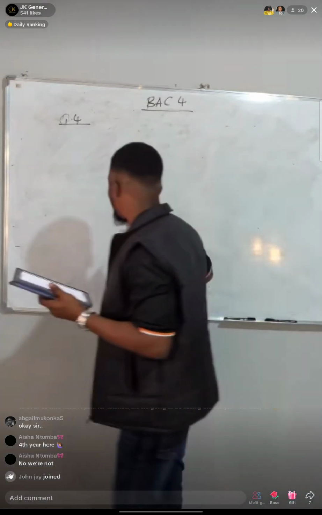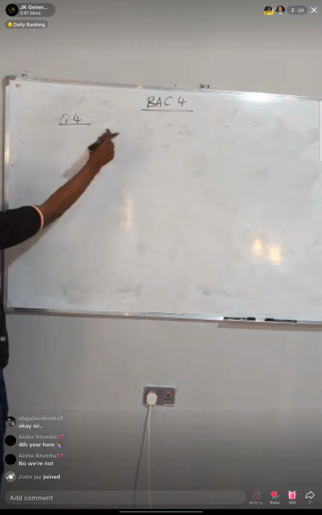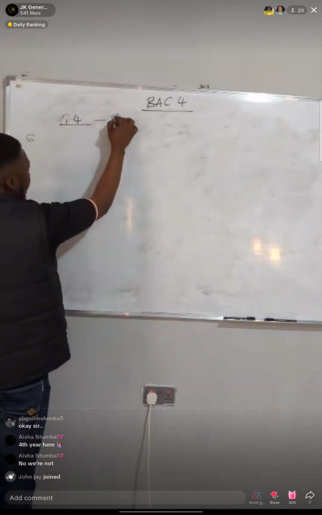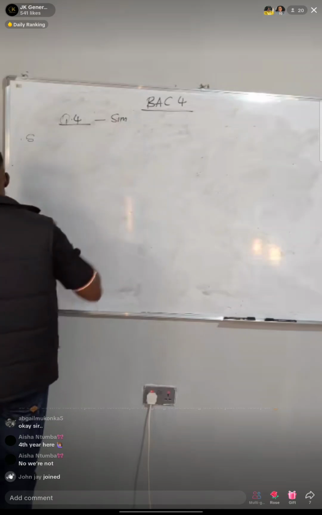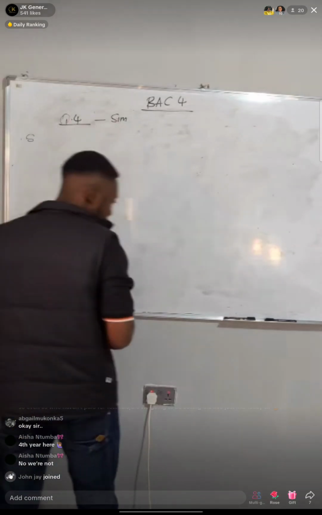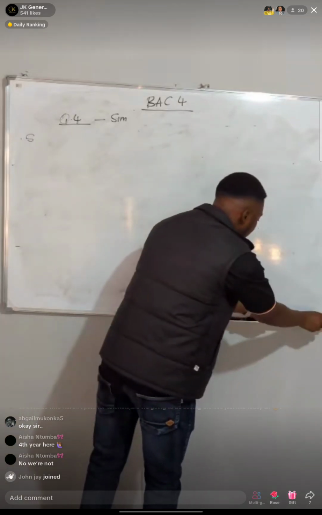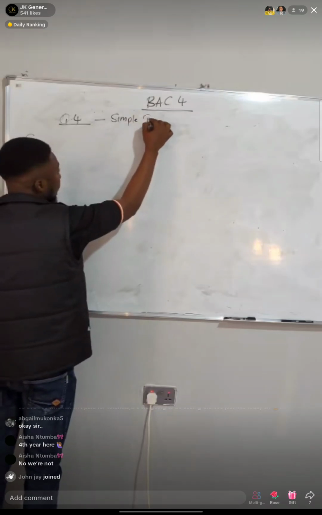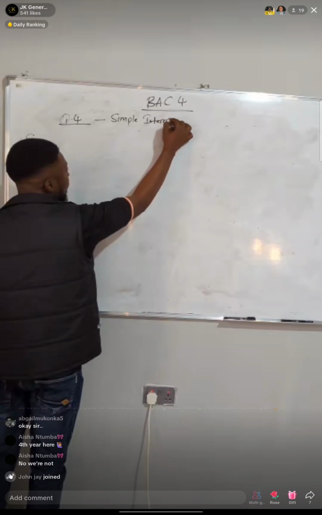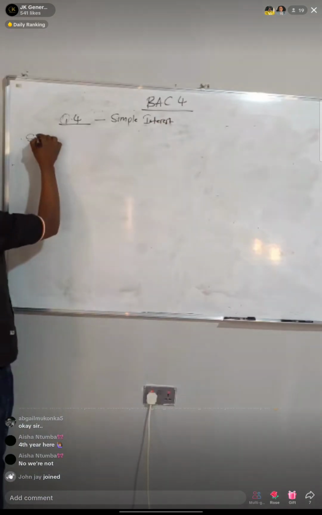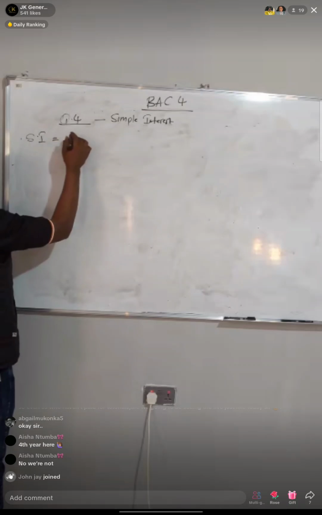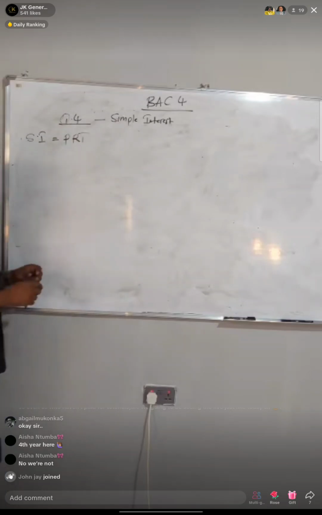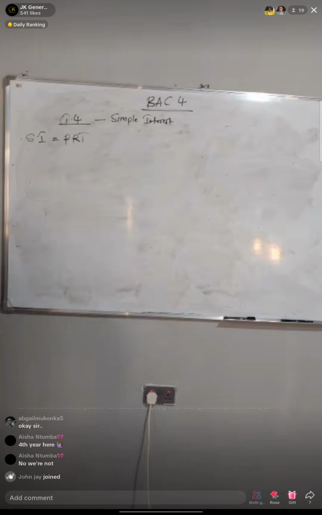So on that same part, remember the formula for simple interest. So someone to help us with the formula for simple interest, you can type in the comment section. The one that you already know from your grade 12. So simple interest, then we can write SI there, PRT. As simple as that.